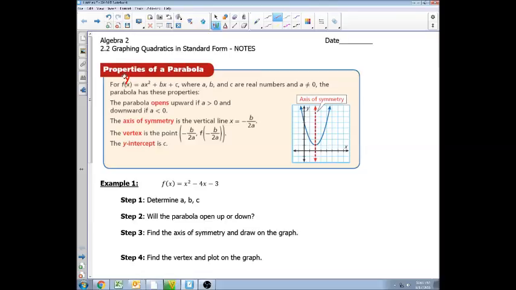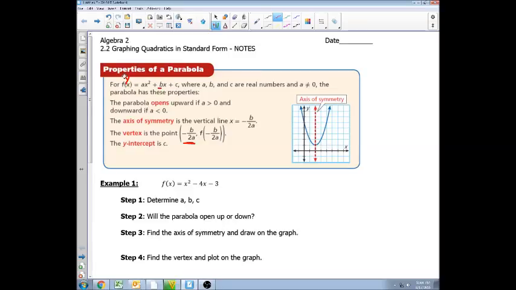Well, we just talked about what a is. B, if you look up here, is going to be the number that is attached to the x. Okay? So we're going to use the opposite of that number and divide it by 2 times our a value that we just talked about. The vertex is going to be our axis of symmetry as our x value. Our y value is going to be where we take the x value, whatever that ends up being, plugging it back into the original equation for all the x's, and we will find our y.